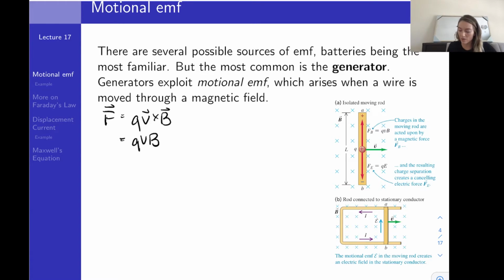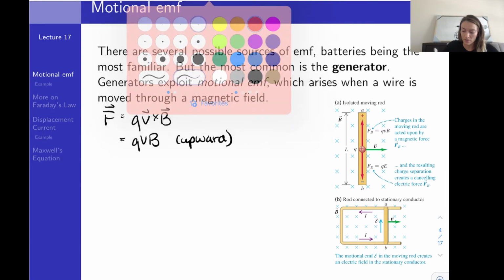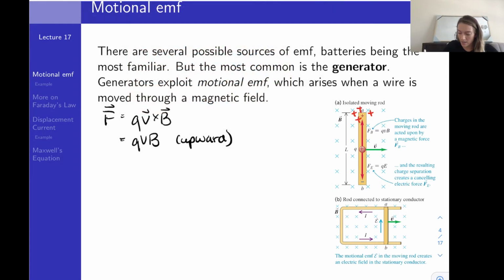So again, we can do that with our right hand, where we put our hand to the right in the direction of the velocity. You curl your fingers down in the direction of the magnetic field, and then you see that your thumb is pointing upward in the direction of the force. So our force is upward. So if all of these positive particles in our rod start feeling an upward force, they're going to move up, right? So all of our positive particles are going to start accumulating up here.